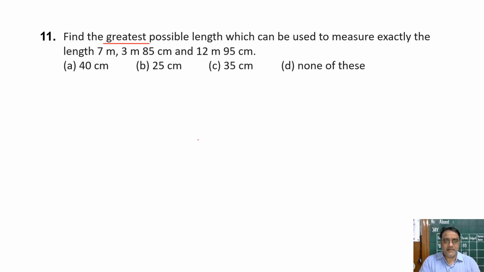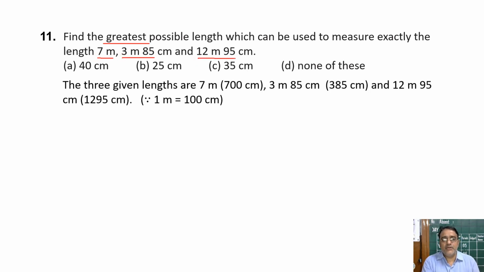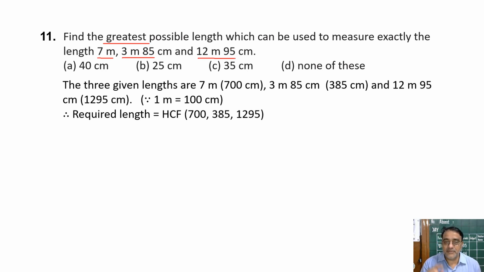So हम लोग क्या करेंगे, सबका unit same करेंगे. We will write all in centimeter. So this will be 700, 385, 1295 centimeter. Any doubt in this first step? No, sir. Okay. So now the required length, now I told that it is equal to the HCF of these three numbers. So now we are going to find HCF.